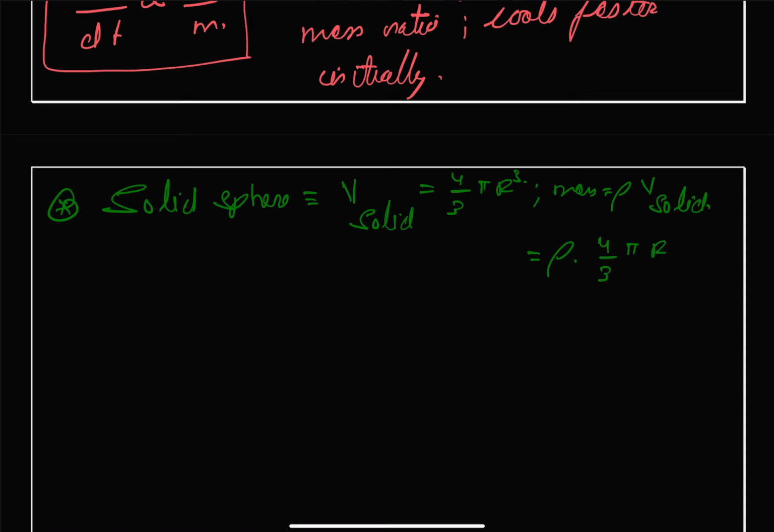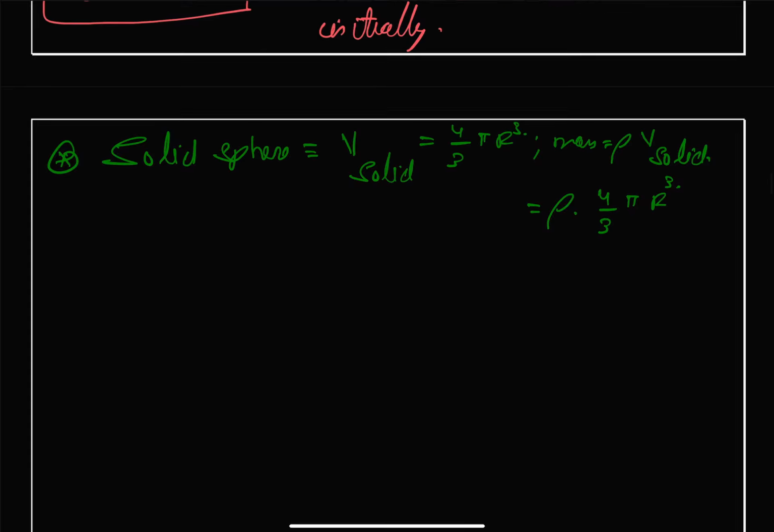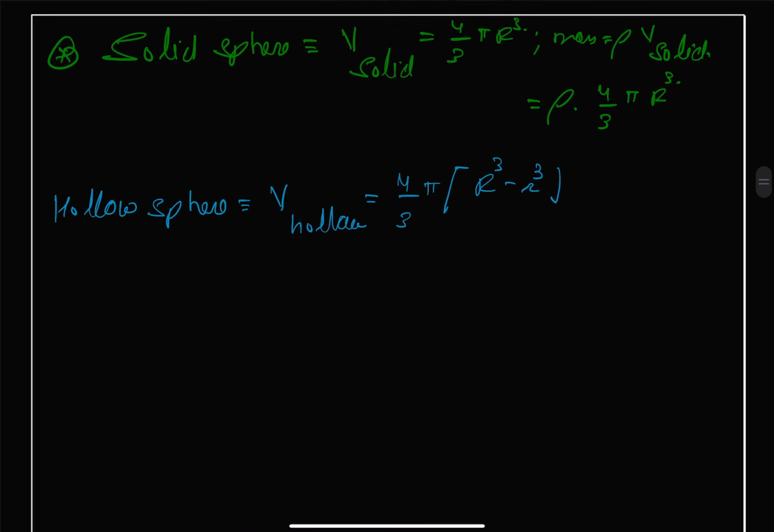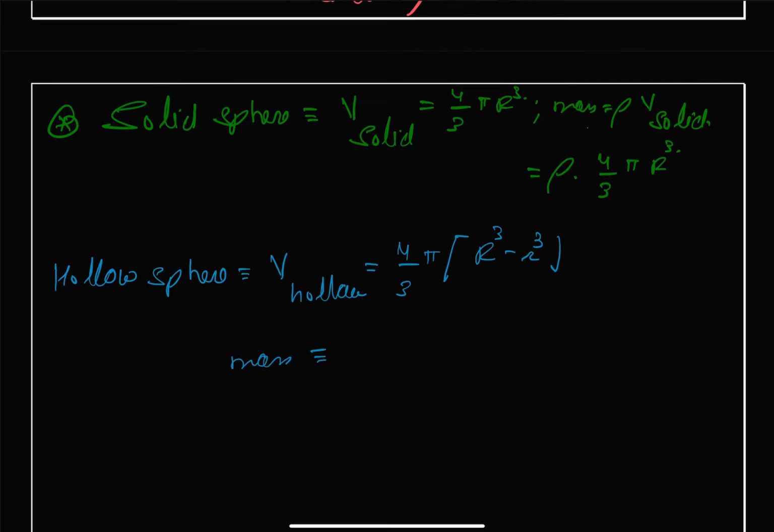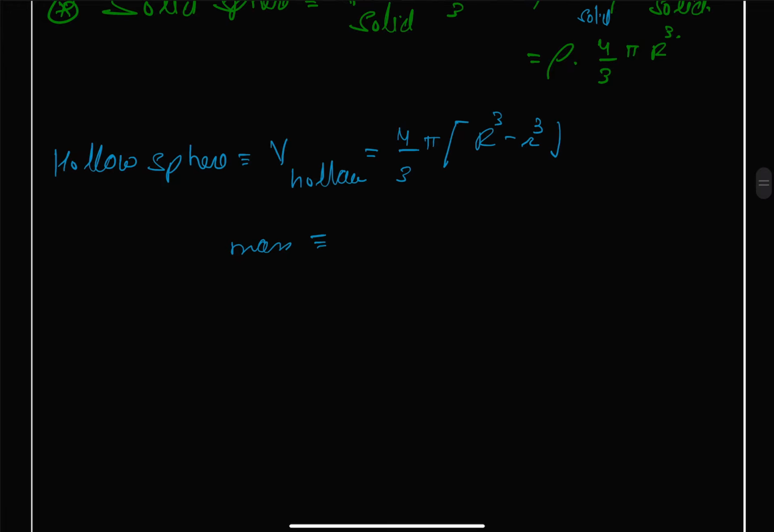Now we come to the hollow sphere. The volume of our hollow sphere will be equal to 4 by 3 pi times (outer radius cubed minus inner radius cubed), and from here we can write the mass. This is the mass of solid and this is the mass of hollow.